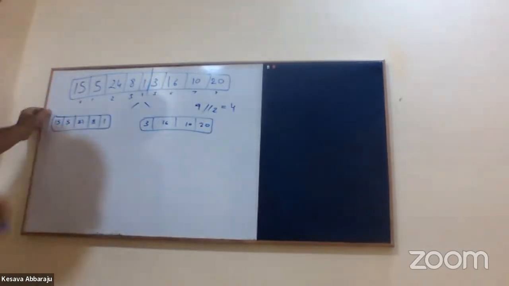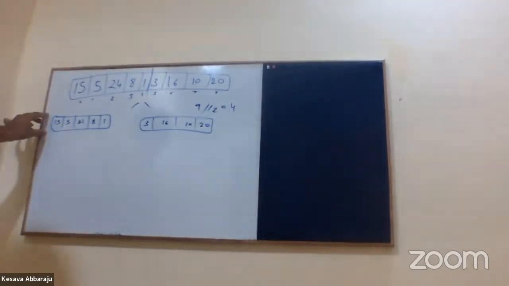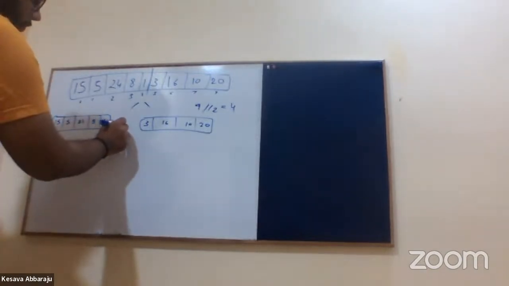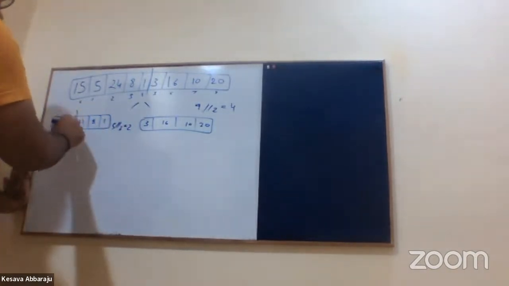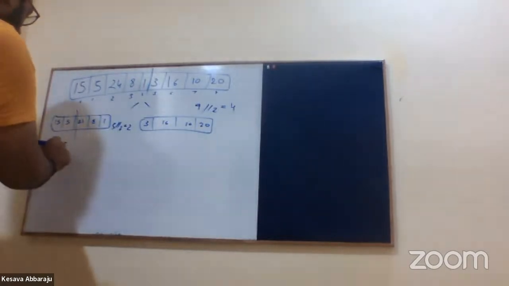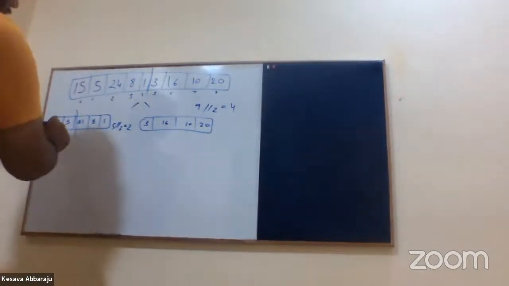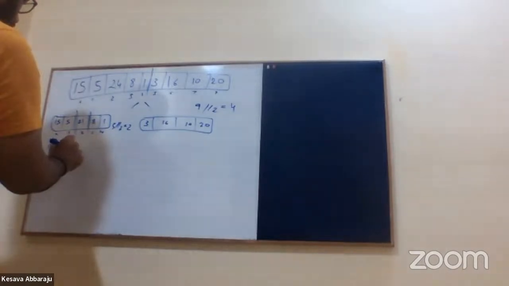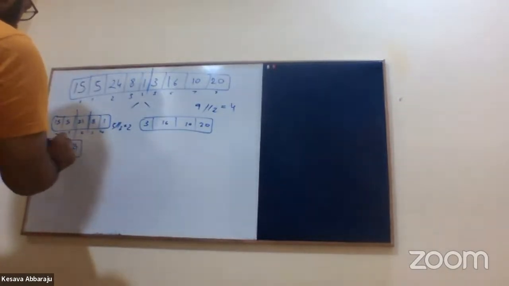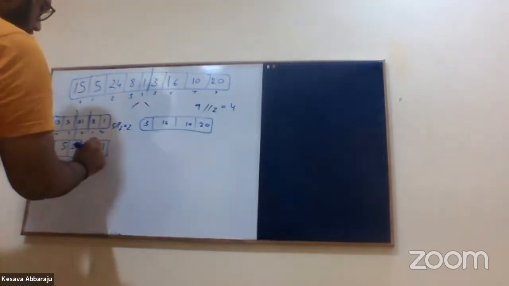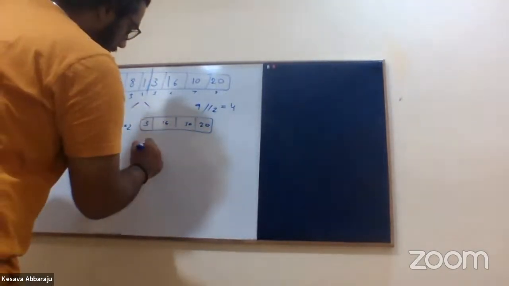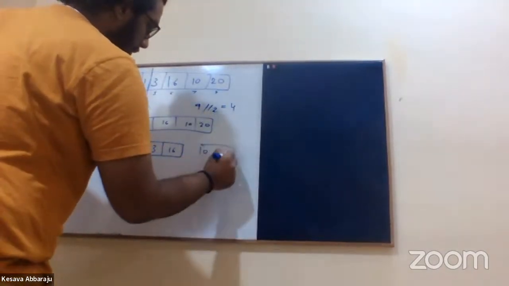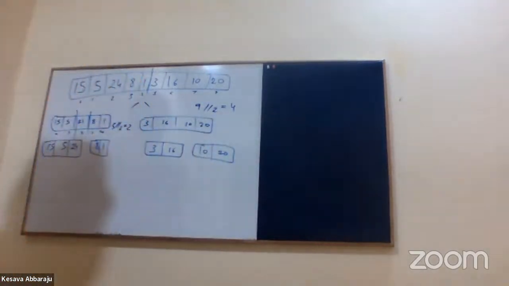Now this is our array. I'll again apply the dividing algorithm here. The length of the array is 5 here. 5 by 2 is 2. Sorry, the indexes will be 0, 1, 2, 3, 4, right? So 15, 5 and 24 will be in one sublist. 8 and 1 will be in another sublist. Here it's even, so we'll have an equal number of elements in both sublists. That is 3, 16, 10 and 20. Okay.